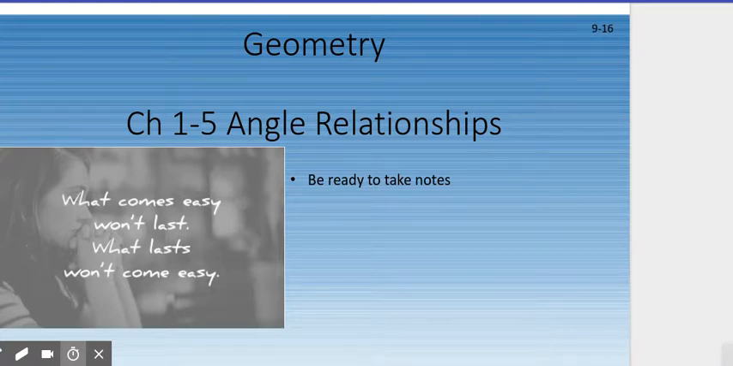Hey guys, this will be our little short lesson here on angle relationships.